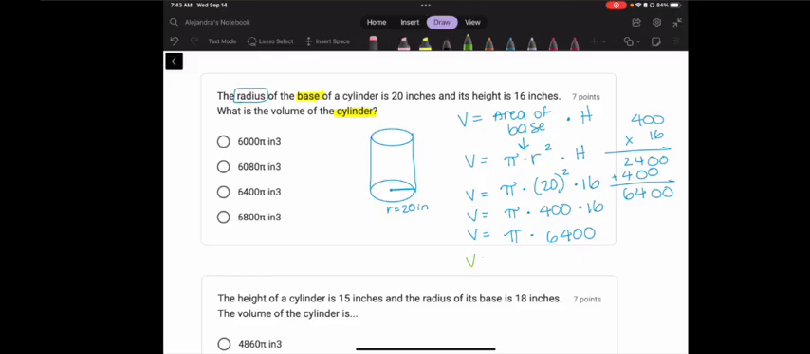Now, because these two are multiplying, I'm going to go ahead and rearrange the order. In mathematics, it is quote-unquote grammatically correct that if your final answer has pi, pi tends to go at the end. So I'm just going to rearrange the order here, so it would be 6,400 times pi at the end. And this is going to be inches to the third power.